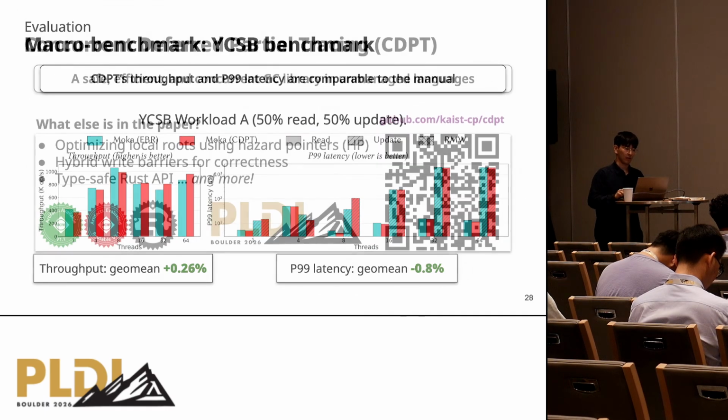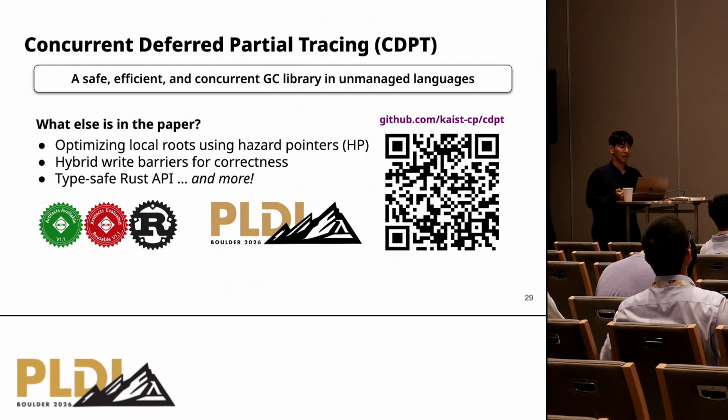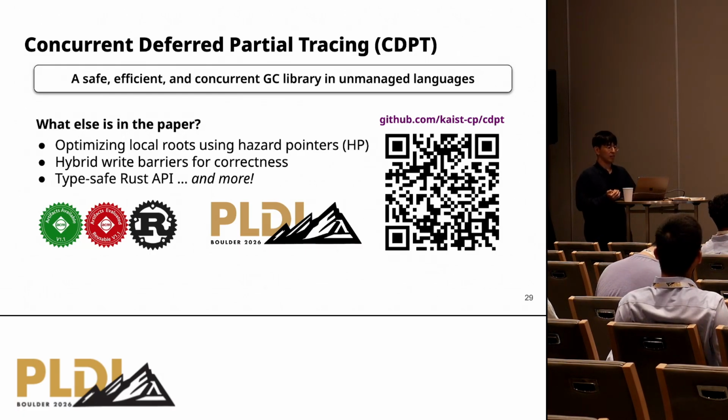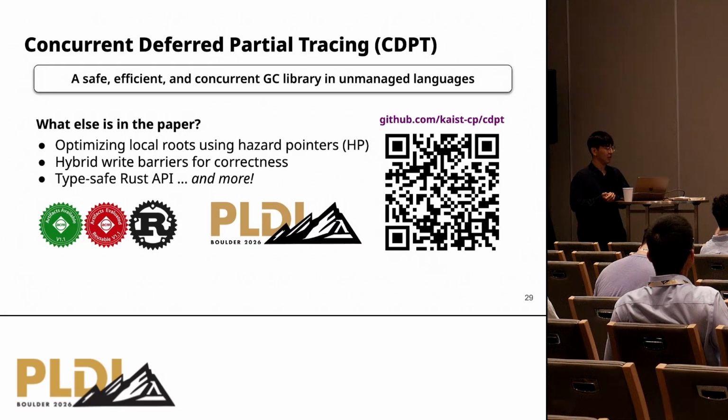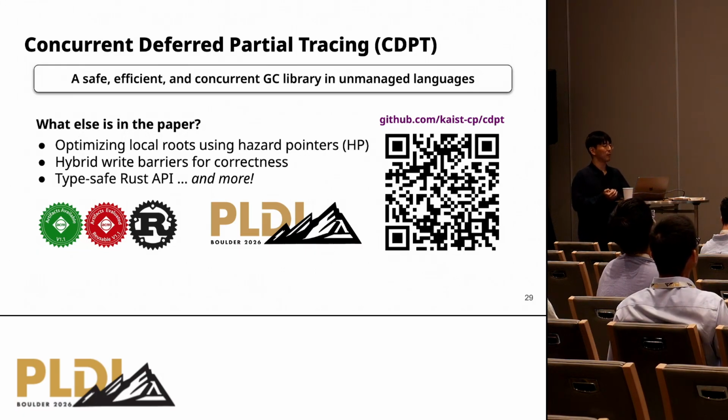So to wrap up, CDPT revives partial tracing as a concurrent GC library that is efficient, safe, and easy to use. The paper has much more detail, such as optimizing local roots using hazard pointers, hybrid write barriers for correctness, a type-safe Rust API, and even more. And everything is open source at the link on the right.